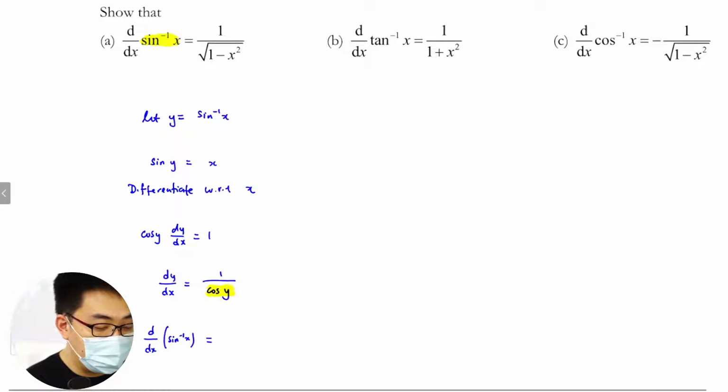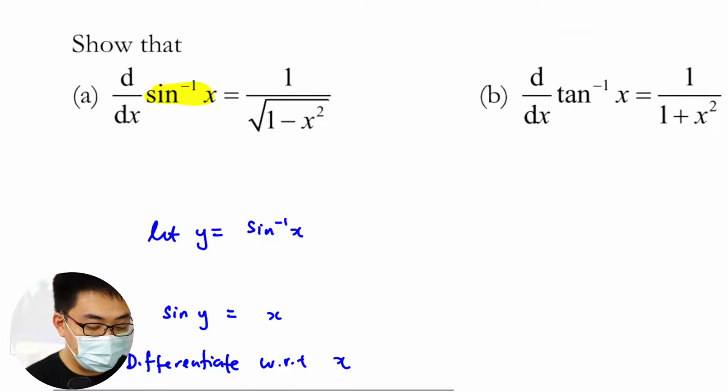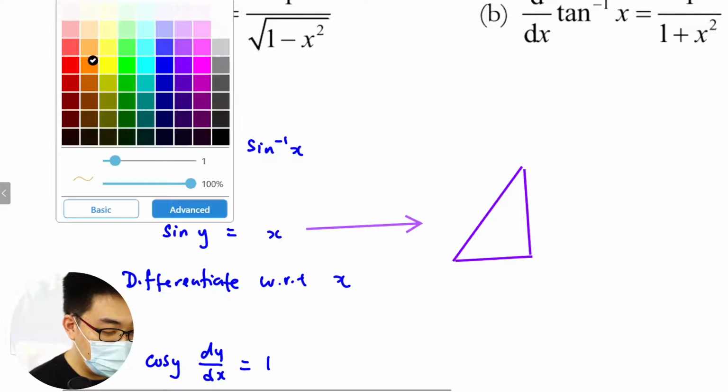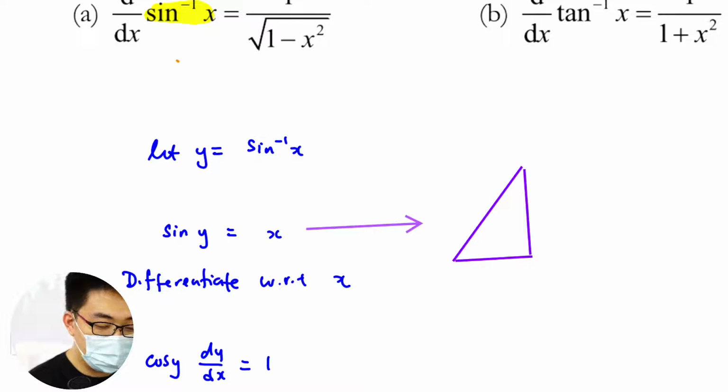Okay, so in other words, what we're going to do is use the right angle triangle. So from here, we just use the right angle triangle. For this part, this is y, opposite is x, hypotenuse is 1, so the adjacent is the square root of 1 minus x squared.